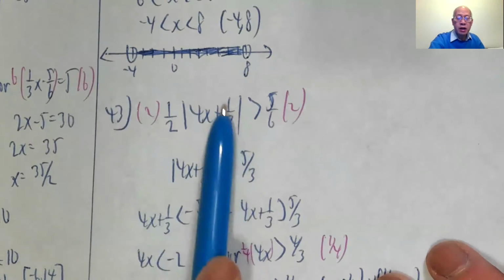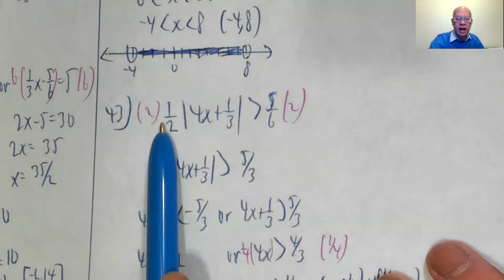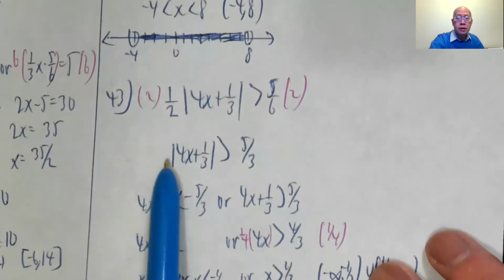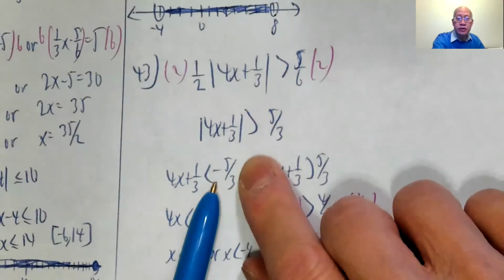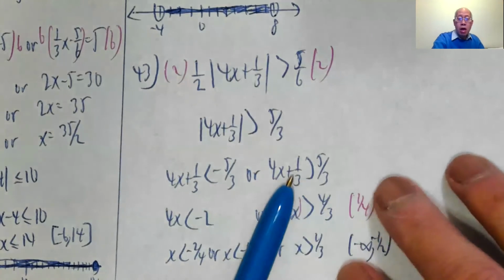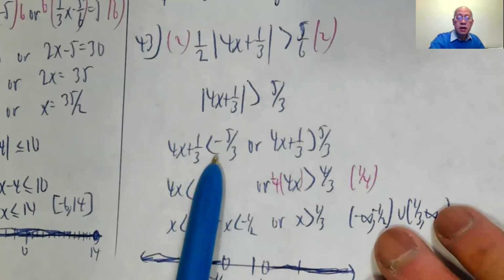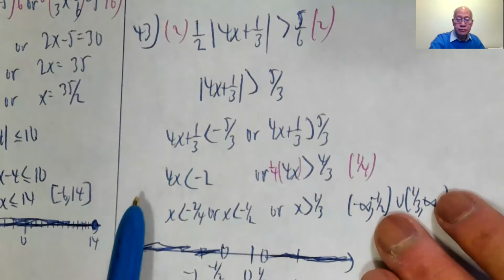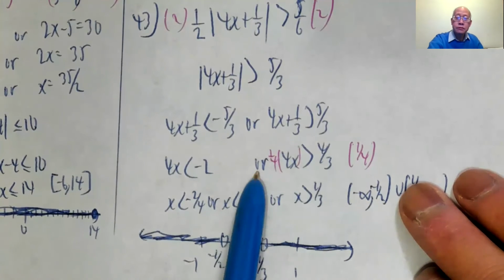Okay, and 43, a greater than case, 1/2 absolute value of blah, blah, blah, greater than 5/6. Get rid of the half, multiply both sides by 2. So this thing is greater than 5/3. So that's worked out similarly to 31. This thing is less than negative 5/3 or greater than 5/3. Okay, subtract a third. Negative 5/3 minus 1/3 is negative 2. Divide by 4. X is less than negative 1/2.